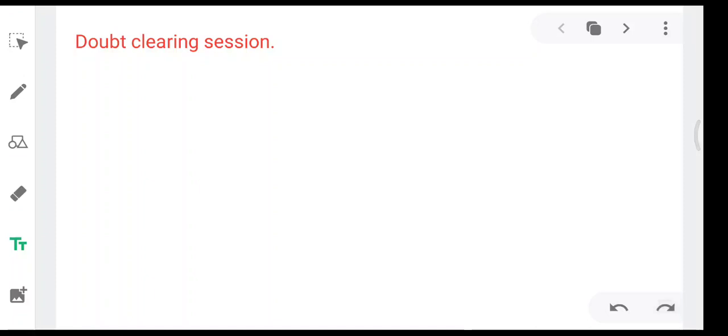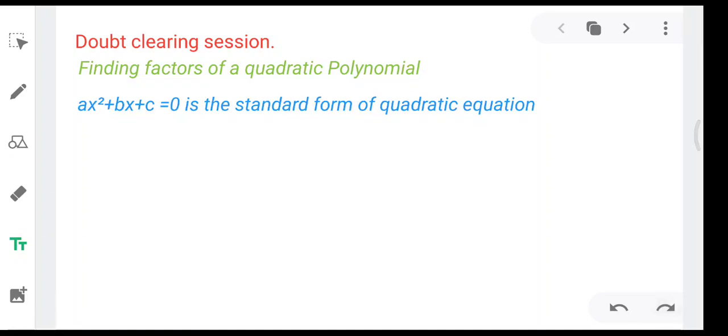Let's have a doubt clearing session. Few students had a doubt in finding the factors of a quadratic polynomial. So what is a quadratic polynomial or a quadratic equation? Equations of this form, ax square plus bx plus c is equal to 0, are called quadratic equations. If the degree of the polynomial is 2, that is called a quadratic polynomial.